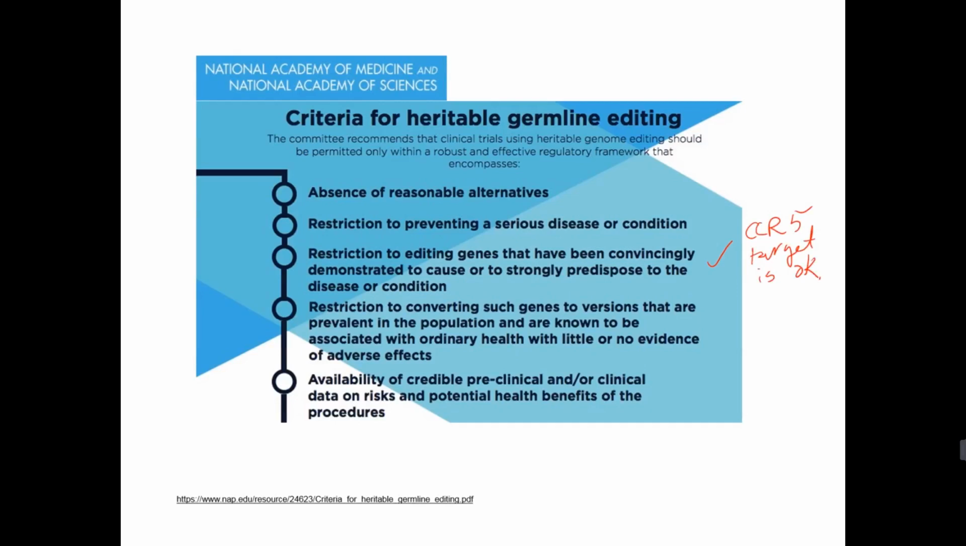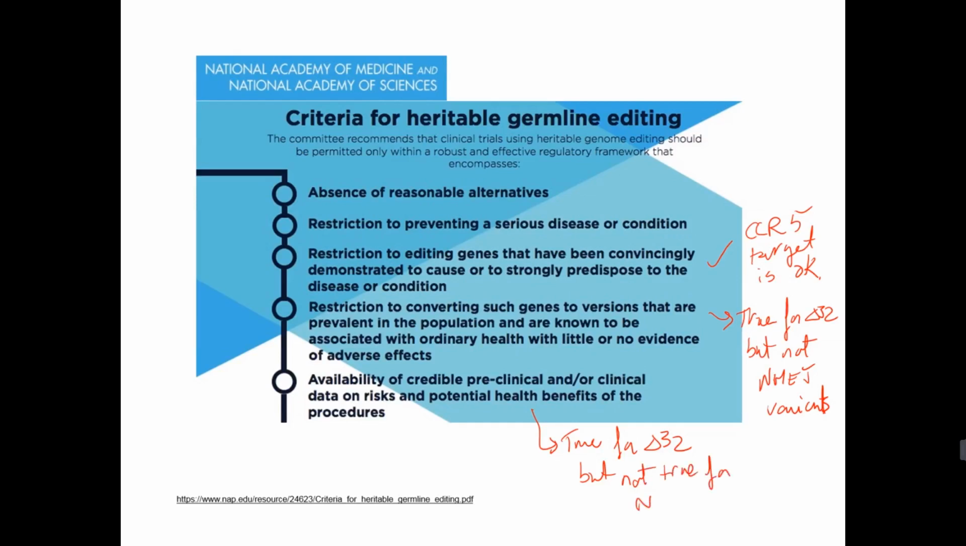The next, converting genes to versions that are prevalent in the population. So this is true for Delta 32, but it's absolutely not true for some random NHEJ gene edit, right? And then finally, credible preclinical or clinical data with respect to the edit. And likewise, again, this is true for the Delta 32, but not true for NHEJ edits.